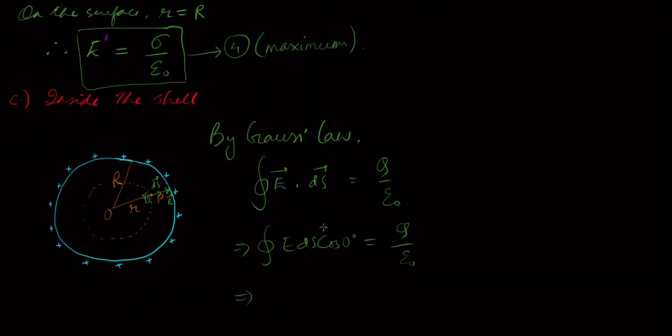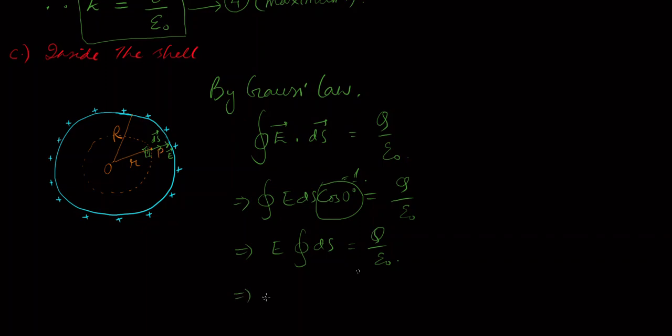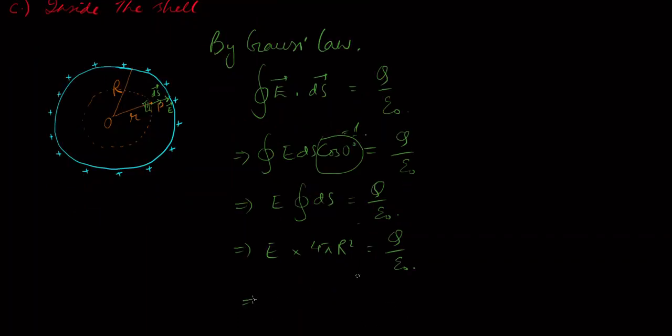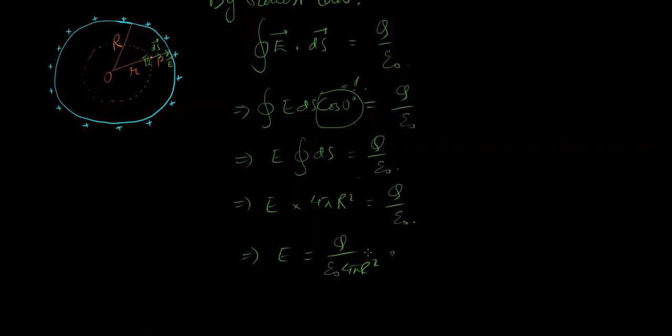Then we know that this part is 1, so E we can take it out. Integral of dS is equal to q by epsilon naught. Here the value of dS will be 4 pi capital R square, so E is equal to q by epsilon naught 4 pi R square. But then, what did I tell you?